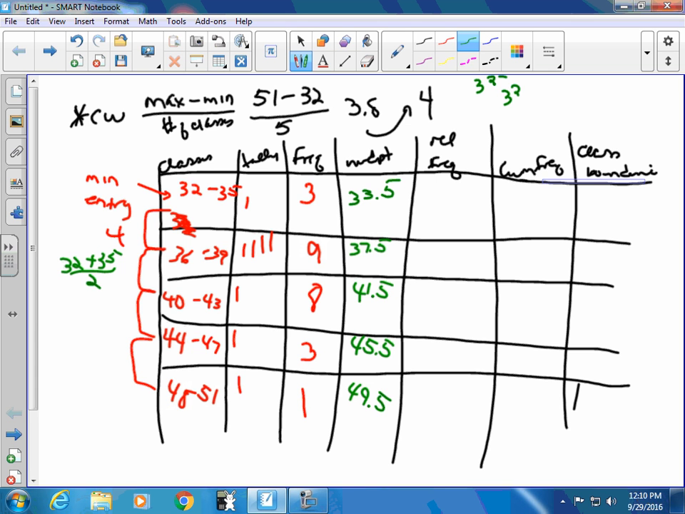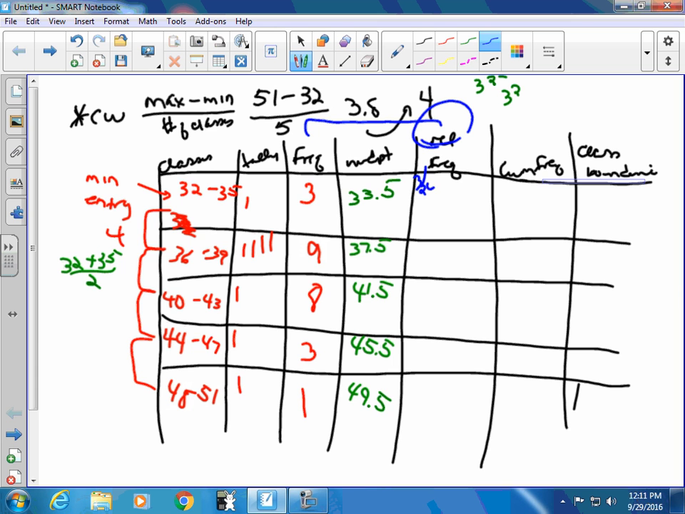How do I find my relative frequency? Oscar, do you remember? Okay. Christina, do you remember? No? Tally frequency over the total. Good. Relative frequency means it's relative to the whole thing. So when you're comparing something to the whole thing, you put part over whole. So you take your frequency column over the total frequency.